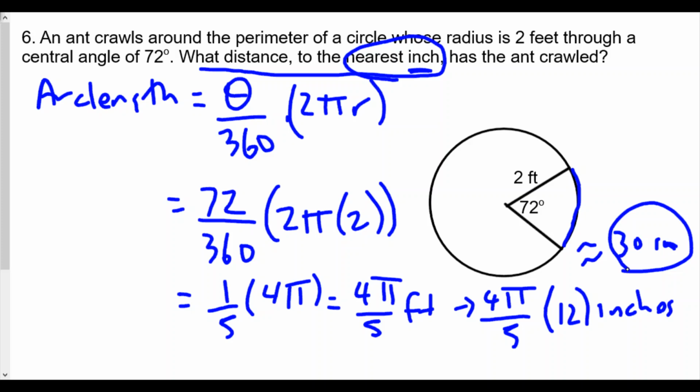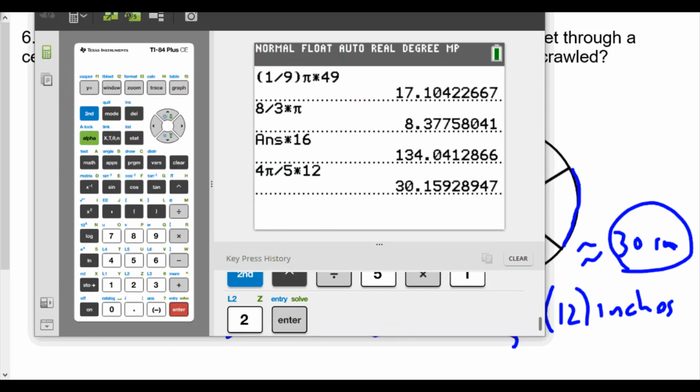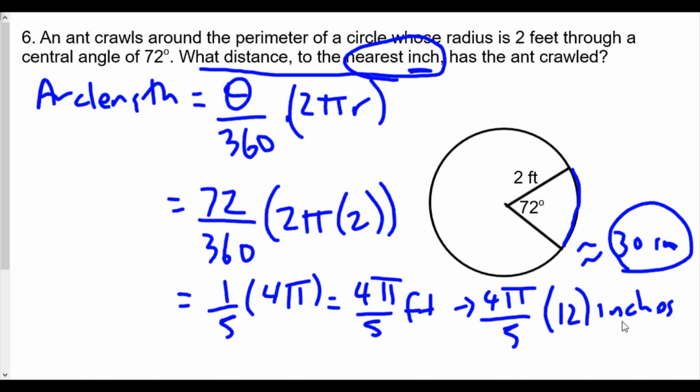So in this case we got 4 pi over 5, which is like 0.8 times 3, about 2.4. Actually, no, that doesn't make any sense. Hold on a second. 4 pi over 5 times 12. Let's see. Yeah, so about 30 inches. So in this case we find our value in feet and multiply by 12. Okay, so we get 30 inches. All right, that should make sense. I just want to double check and make sure my numbers are right.